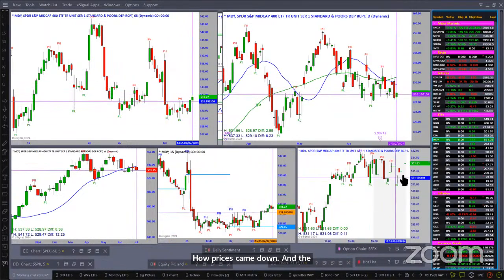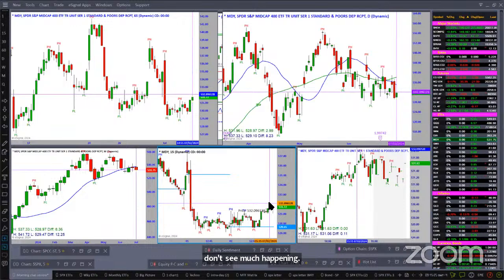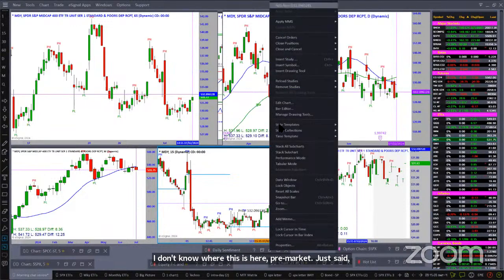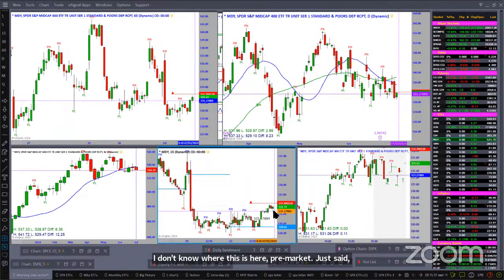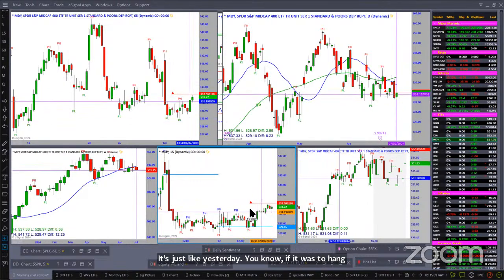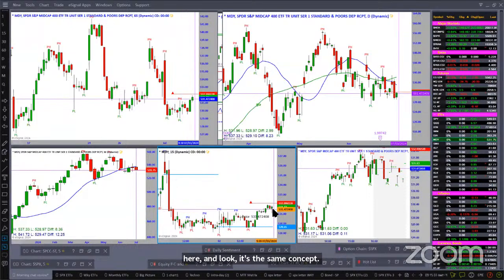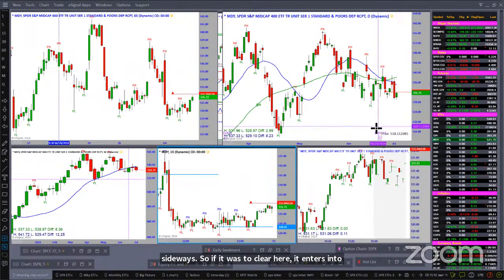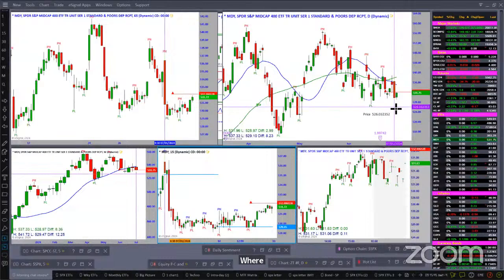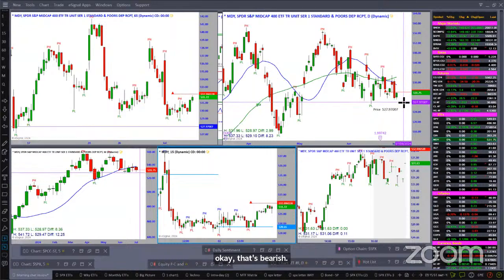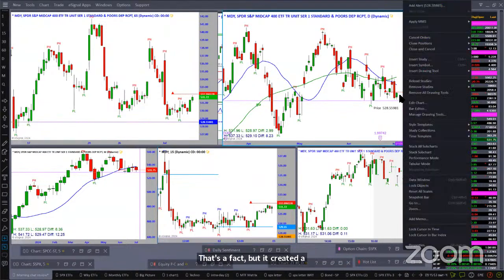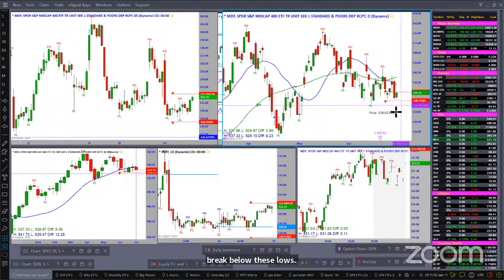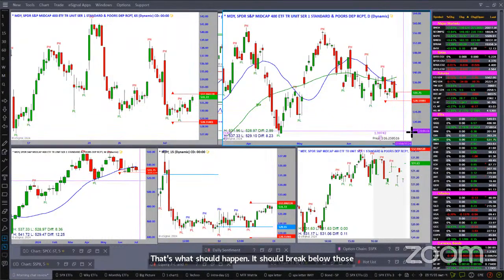So while we don't see much happening pre-market, just set an alert above those highs. It's just like yesterday, if it was to hang here. Look, here's the same concept. It moved up. It's near this resistance. It's going sideways. So if it was to clear here, it enters into the void. It's kind of counterintuitive because we see a big nasty bar like that, and it's like, okay, that's bearish. That's a fact. But it created a void. So it should break below these lows. That's what should happen.